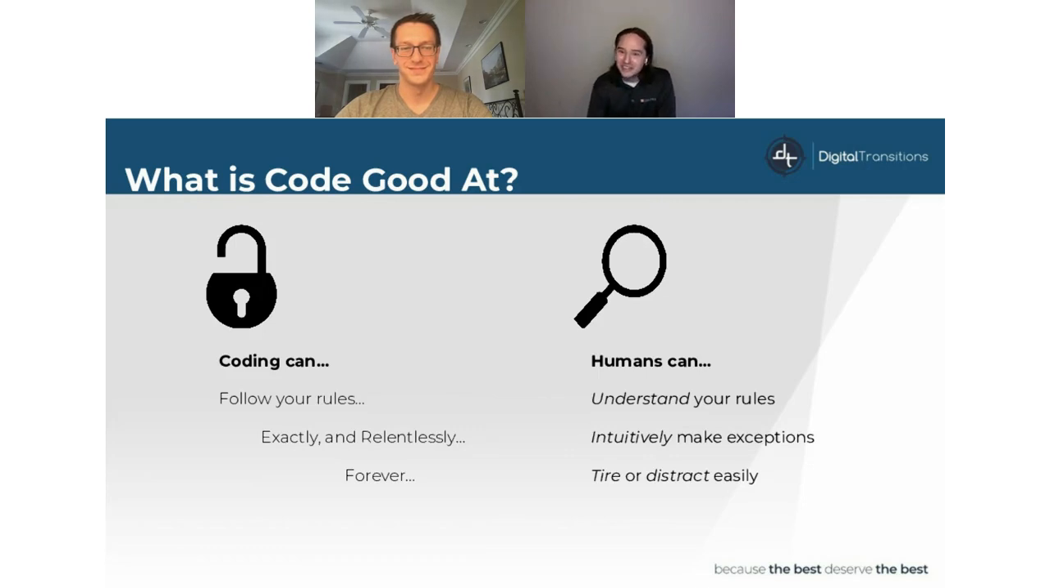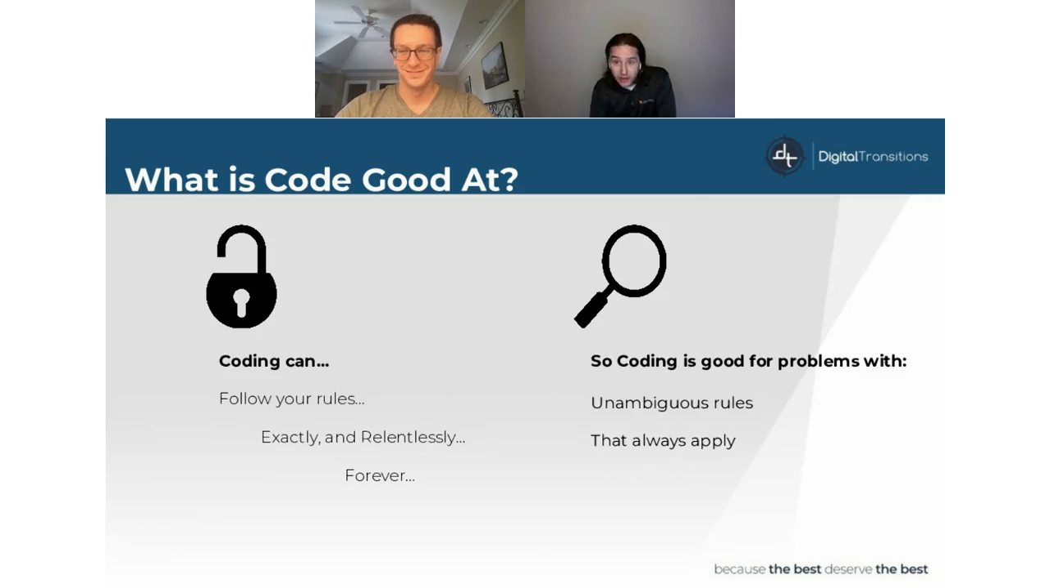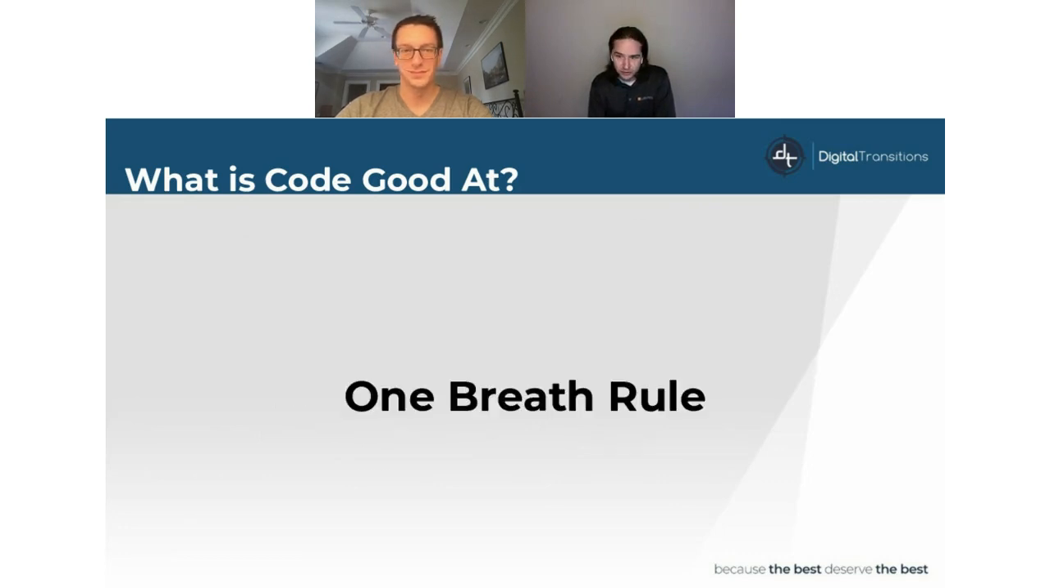In comparison, humans are better at understanding the why part of a rule. And so they can intuit when it makes sense to make an exception to a rule. But humans get tired and are easily distracted, especially when doing tedious work. So coding, in short, works well for tasks where the rules are clear and always apply. A good rule of thumb here is, can you completely explain the task in one breath without any follow-up questions?